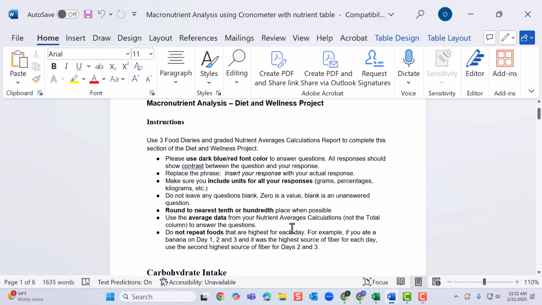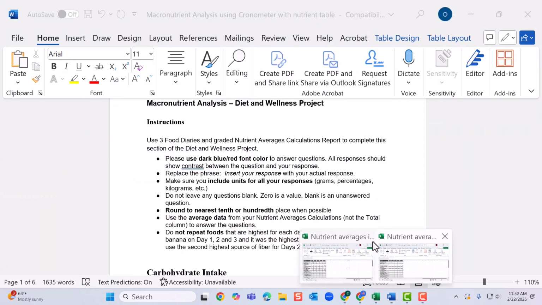What I've asked you to do is use the averages that you've created and was already calculated for you, remember? So you didn't have to calculate anything. The totals and averages were already calculated. For this, we're using the average. So every question will say, what was your average carbohydrate intake for the 3 days? That is already done and calculated, and we made sure those were accurate.